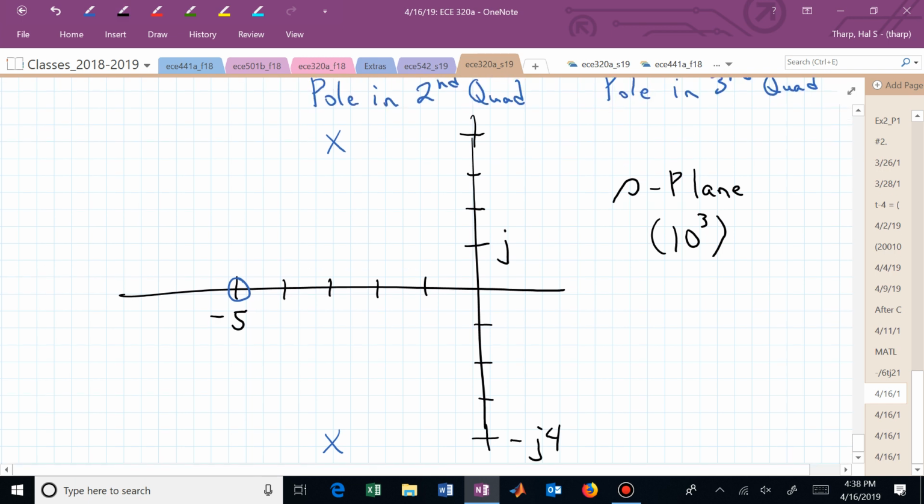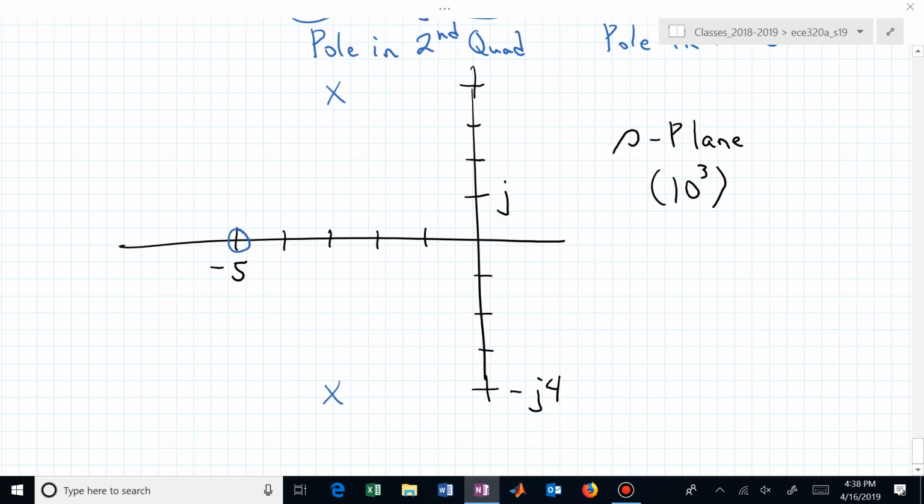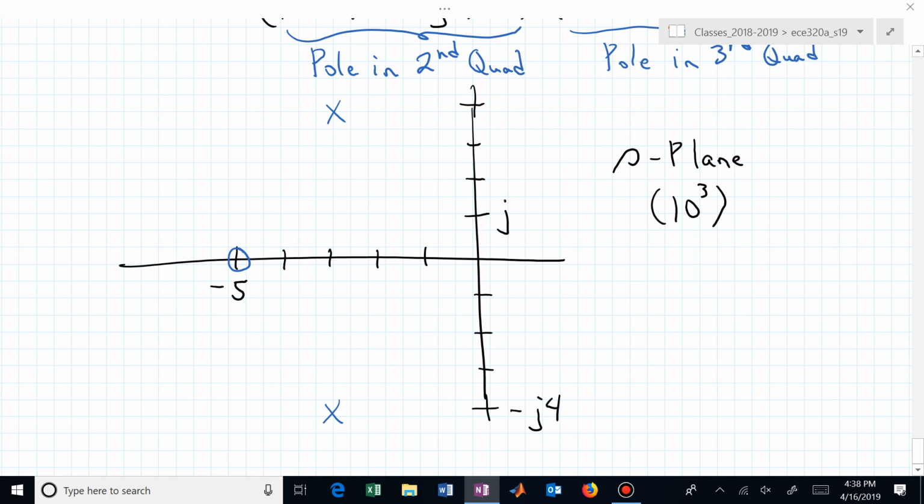And suppose I want to find or evaluate this H at j2000. Where am I underneath my circus tent? If I want to evaluate that transfer function at j2000, j is where? That's in the vertical direction, and I didn't say any real component, so I'm living on the imaginary axis, and I didn't give you a negative. I'm now right here.